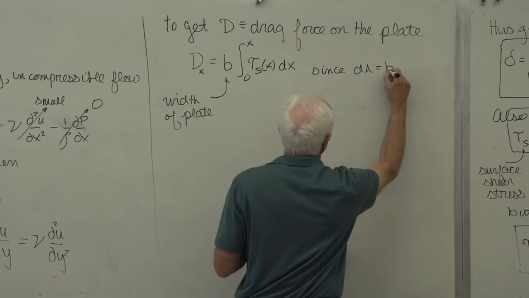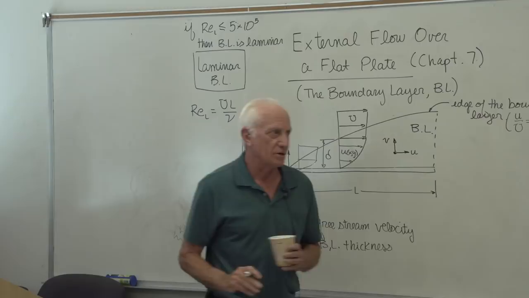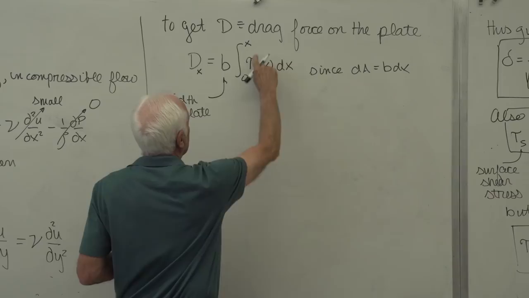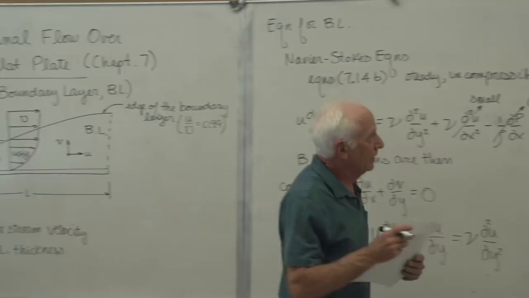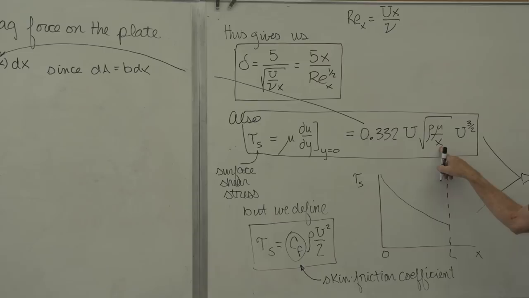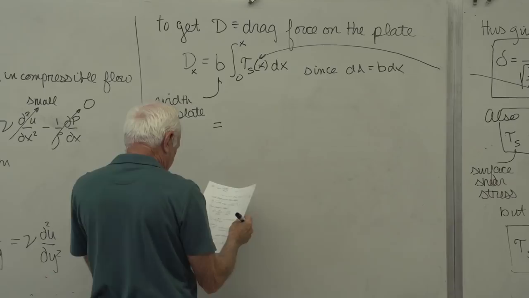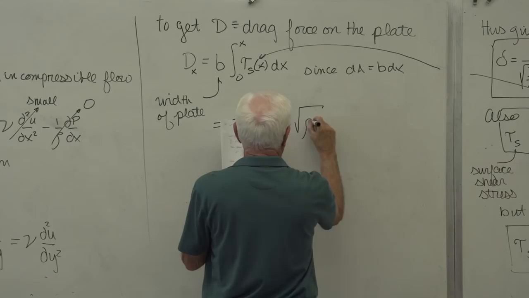What's a shear stress? A force divided by area. When you multiply shear stress by an area, what do you get? A force. Okay, we want the drag force. That's why you multiply the shear stress times dA, integrated from X equals 0 to any X value you want. So I put Tau S in there. There's X. Integrate with respect to X. The drag force comes out to be 0.664 B square root rho mu u to the 3/2.